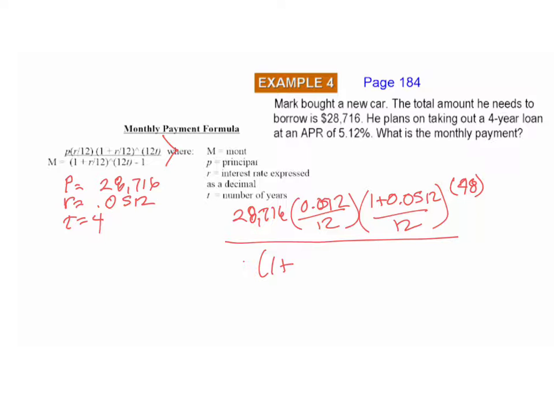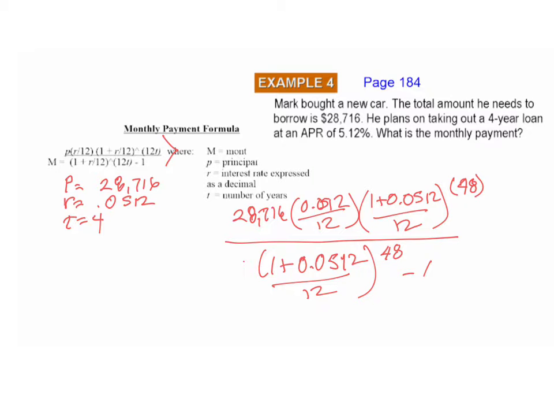1 plus 0.052 divided by 12 to the 48th power minus 1. And you can plug that into your calculator. You have to use parentheses. So it would be parentheses 28716. Start a new parentheses, 0.052 divided by 12. Close those parentheses. Start a new parentheses, 1 plus 0.052 divided by 12. Close those parentheses. To the power of 48, close those parentheses.